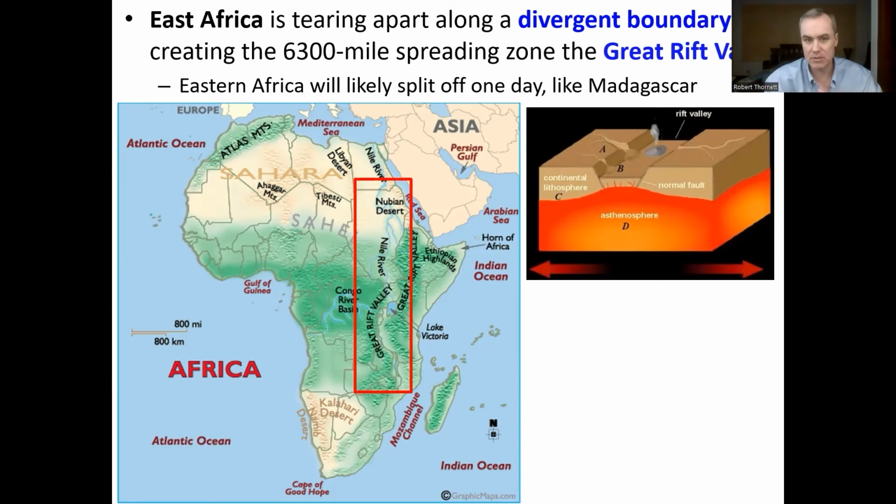So that valley goes on and on and on down through 6,000 miles in the east of Africa. It actually keeps going. Actually, it goes through Africa and then it goes into the Red Sea, and that Red Sea is splitting too. The Red Sea, they say, will open up and become part of the ocean eventually.